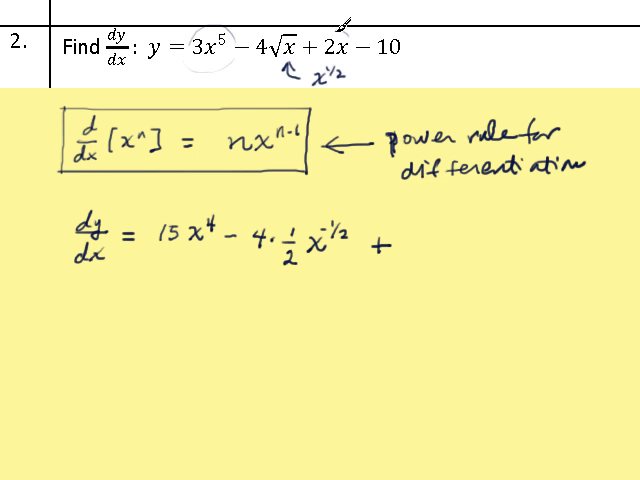The derivative of 2x is just 2, the constant in front. We can do that using the power rule, or it's best just to remember that the derivative of the linear term is just the constant in front, and the derivative of a constant is 0. So that would be minus 0, or I just won't write that. So that's dy/dx.